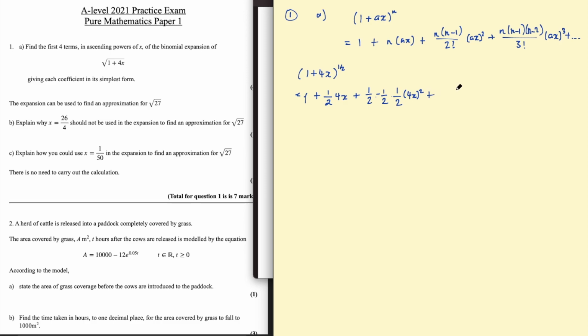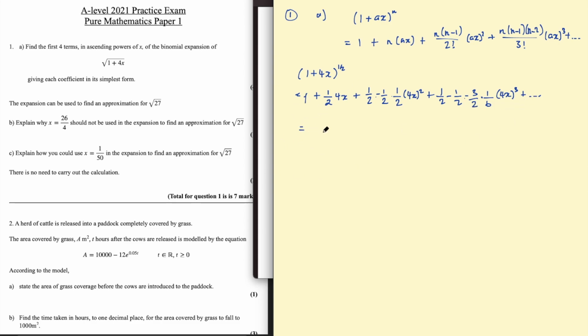And then we have a half times negative half times (a half take 2), which is negative 3 on 2. And then 1 on 3 factorial is 1 on 6. And this is multiplied by 4x cubed. And it says the first four terms, these are our first four terms of this expansion.